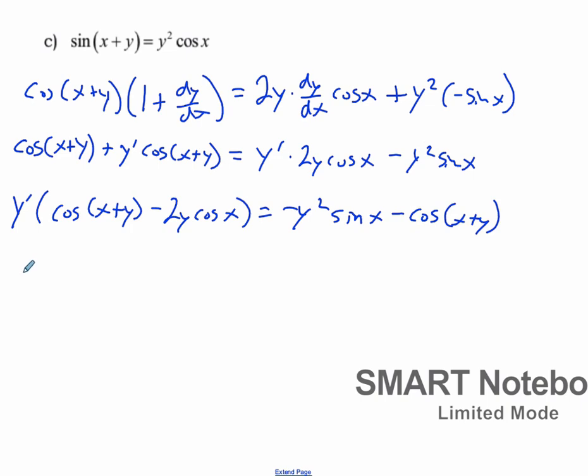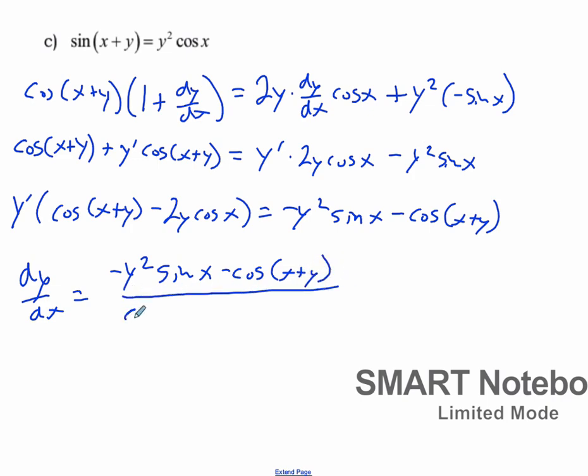Okay, so y prime, or dy/dx, is going to be equal to this divided by this, right? So it's negative y squared sine x minus cosine x plus y, over cosine x plus y minus 2y cosine x.